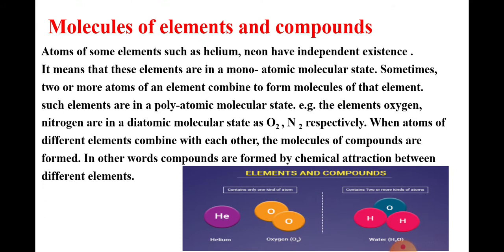Molecules of elements and compounds. Atoms of some elements such as helium and neon have independent existence. It means that these elements are in a monoatomic molecular state. Sometimes two or more atoms of an element combine to form molecules of that element. Such elements are in a polyatomic molecular state. For example, the elements oxygen and nitrogen are in a diatomic molecular state, O2 and N2 respectively.